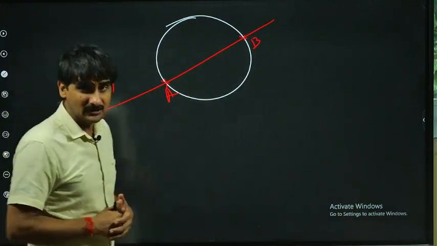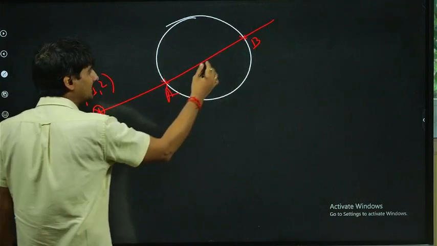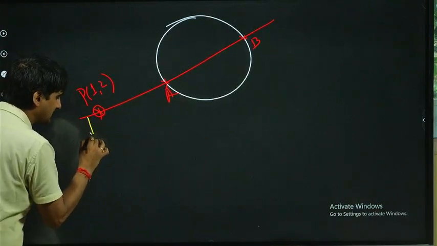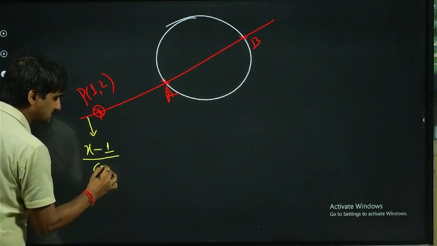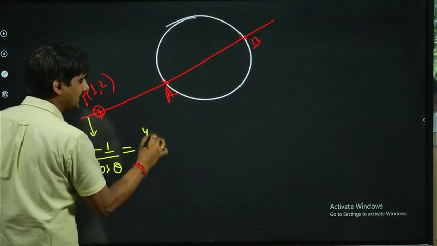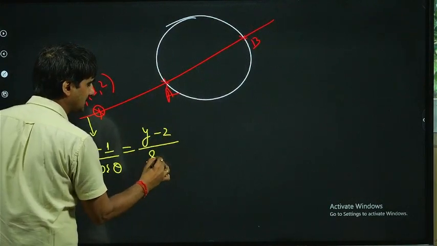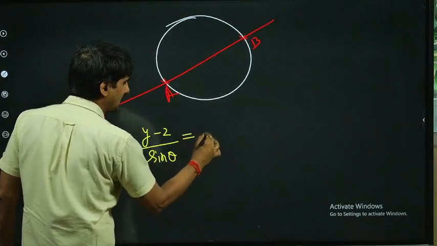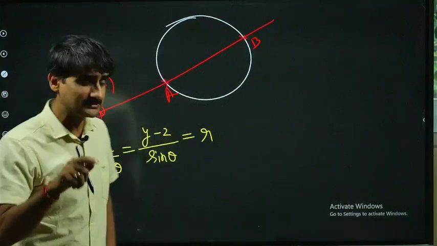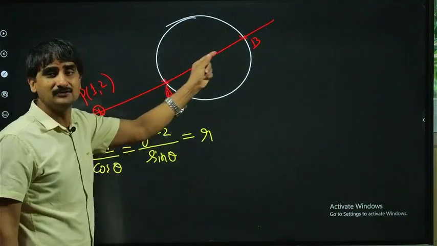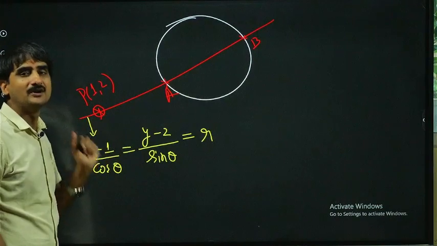Okay, so now what are we going to do? Of course I will be starting with the parametric equation. What will that be? (x minus x1) by cos theta is equal to (y minus y1) by sin theta is equal to r. r is the parameter of the equation, and r is the distance of any point on the line from the fixed point P.